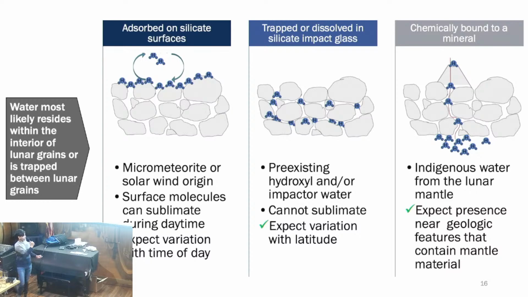And we are seeing water near geologic features that contain mantle material, like craters. But most of the moon's surface isn't covered in mantle material, so that's less likely the source of most of the lunar water. And so what the last paper that we had concluded was that water's trapped in impact glass, just like Sweet Home Alabama.